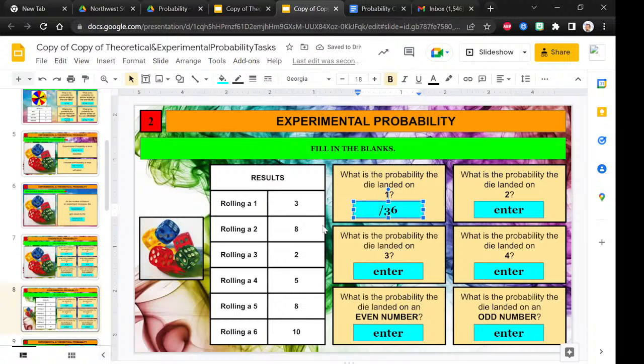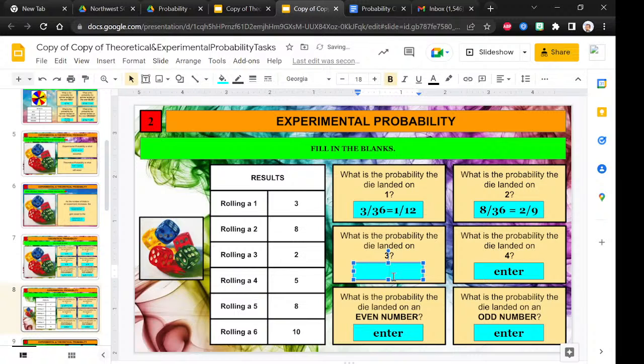So landed on a 1. We read in the column, it says 3, so 3 out of 36, which means that we're looking at 1/12. Over here, we've got 2, so that's 8 out of 36, which simplifies down to 2/9.